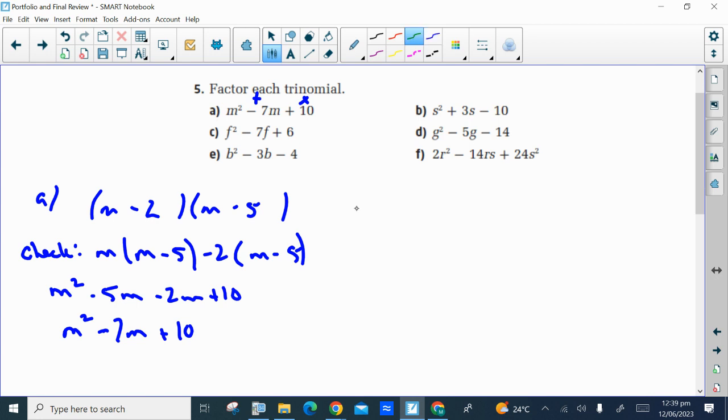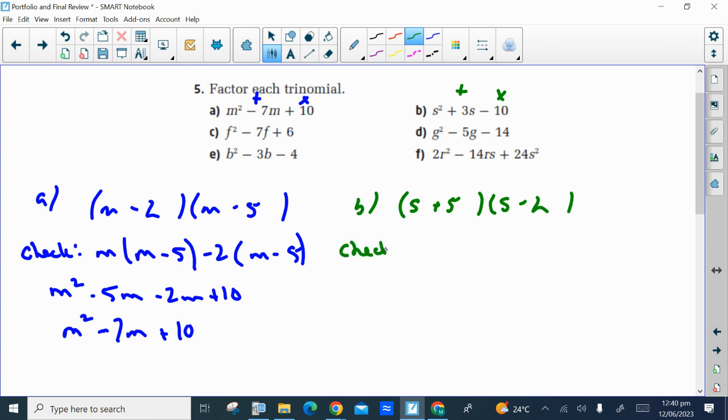So it checks. Question B. No common factor there. So if there are factors, they'll be binomial factors. The front terms multiply to get s squared, which means we have s and s. The last two, the numbers multiply to get negative 10, add to get positive 3. So because they multiply to get negative 10, their signs have to be different, one positive, one negative. They add to get positive 3, so the bigger number has to be positive. Positive 5 and negative 2 work. Now you can put the negative 2 in the first bracket, the positive 5 in the second. That doesn't matter. Those are the factors.